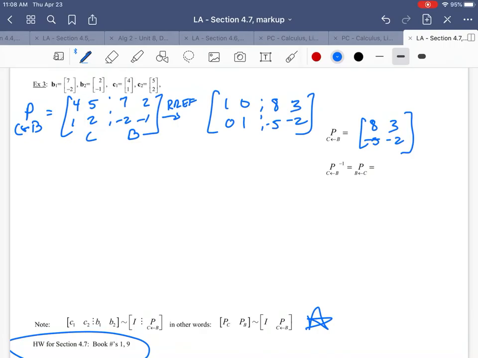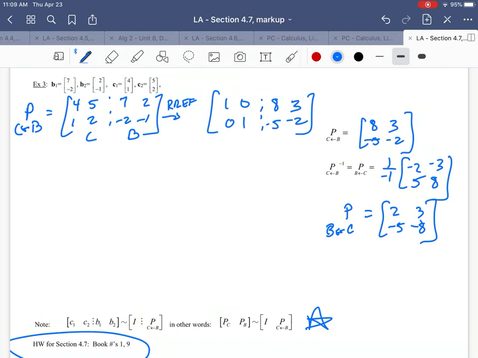And then my determinant, to do my inverse, I get -16 plus 15, so that's 1 over -1. And then if I switch things around, -2, 8, and make these negative, -3, 5. So my P of C to B is 2, 3, -5, -8.